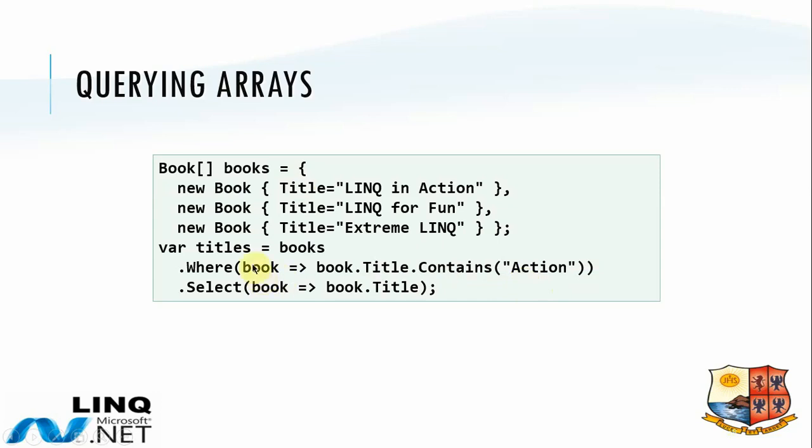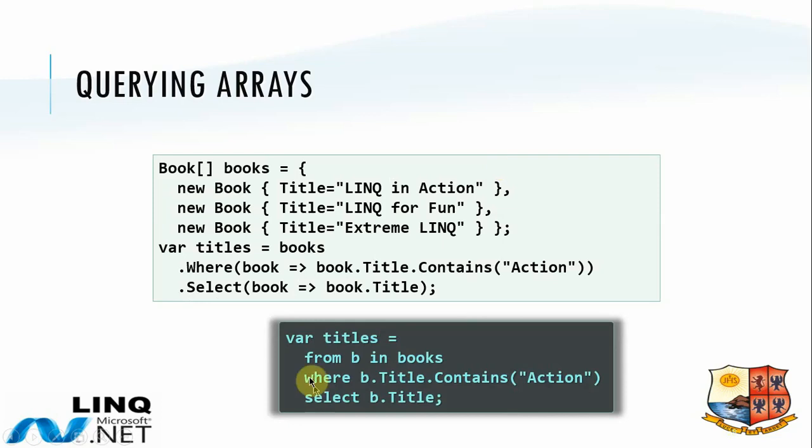So what will happen here? Whichever book has the keyword called action in its title, that particular book will be taken, and then select only that book's title and print it to me. Okay, this is a way of writing it in method syntax.